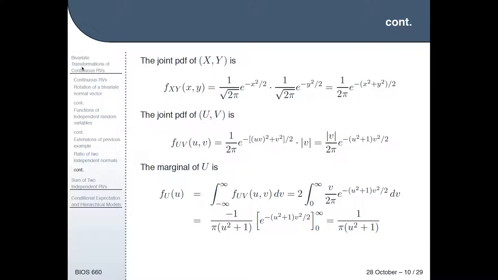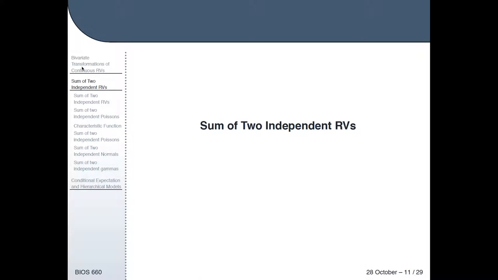So we end up with the marginal of u being 1 over pi times u squared plus 1, which, as you'll recall, is the PDF of a Cauchy random variable, so we've proven that the ratio of two normals is Cauchy. Woohoo. Any questions about these bivariate transformations of random variables?